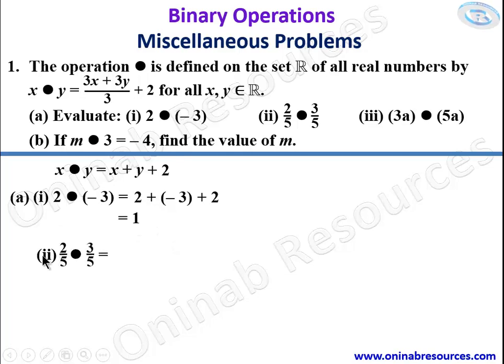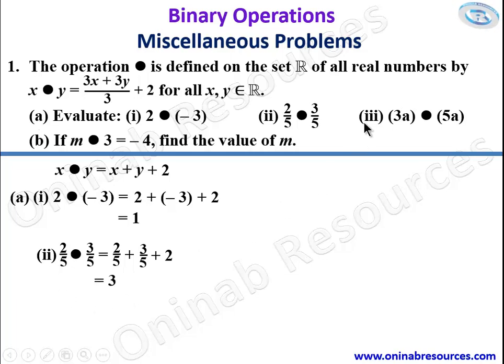Then we go to A2. For A2, 2 over 5 operation 3 over 5 means x is equal to 2 over 5 while y is equal to 3 over 5. So substituting into this, we have 2 over 5 plus 3 over 5 plus 2. 2 over 5 plus 3 over 5 is 1. So plus this 2 gives 3. Then we are done with that.